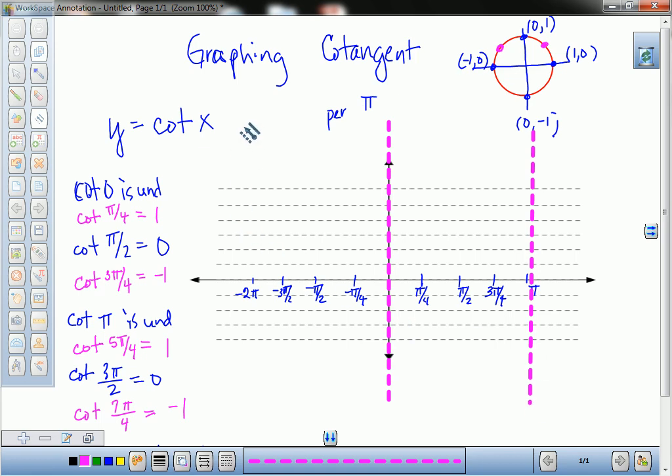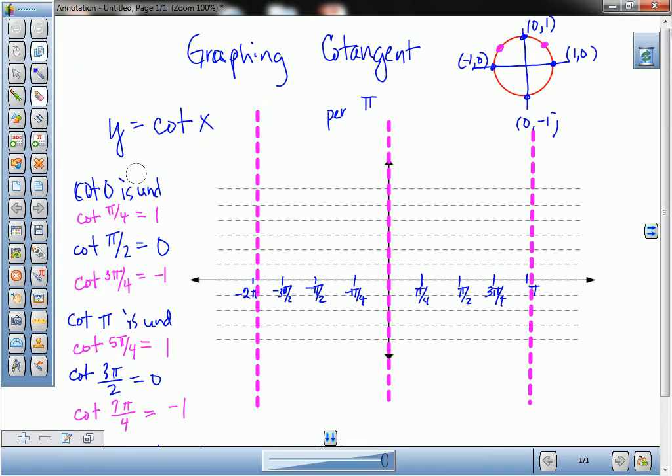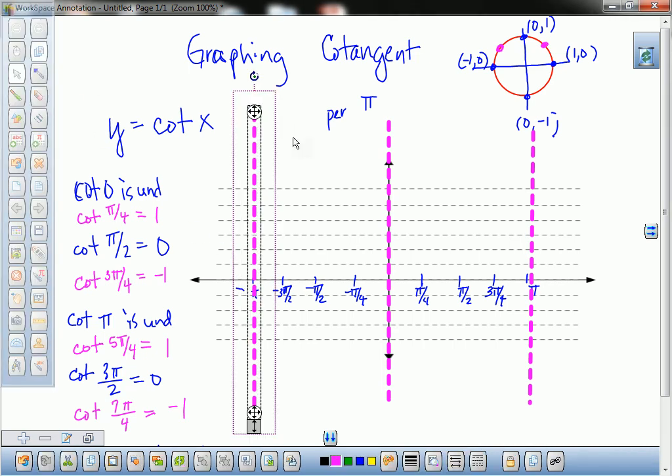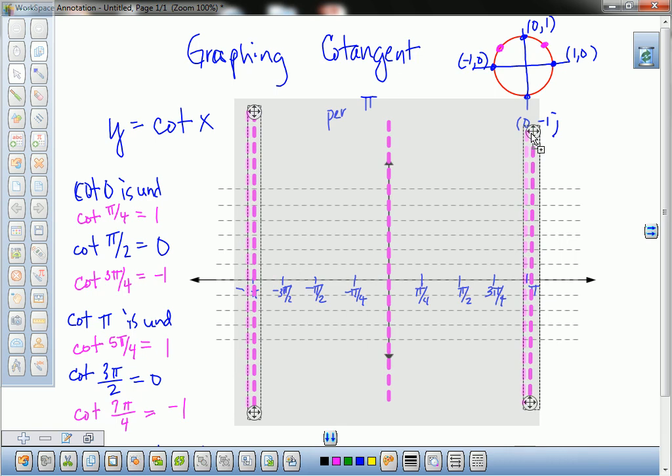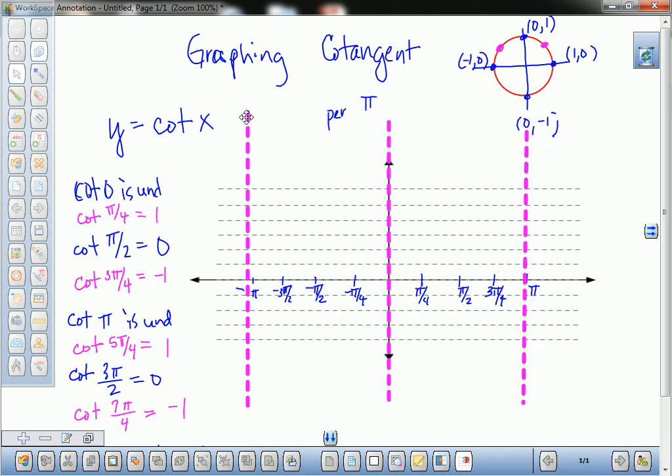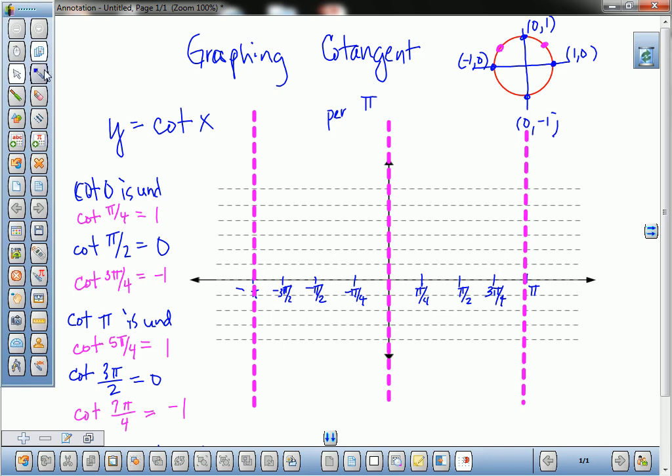And we have another one at negative pi. And I wrote that wrong. Let me go grab that eraser, because that is just negative pi, not negative 2 pi. All right, so now I have them labeled correctly. I have my asymptotes, and let's take a look at the points in between.